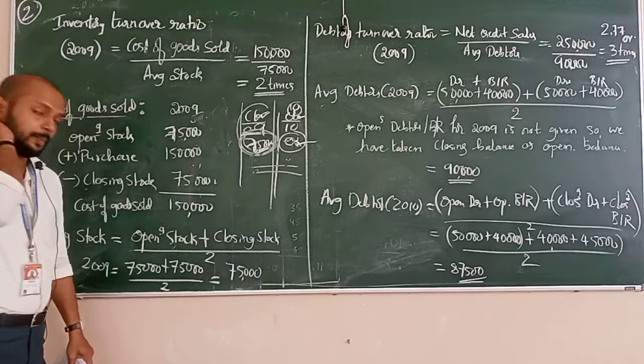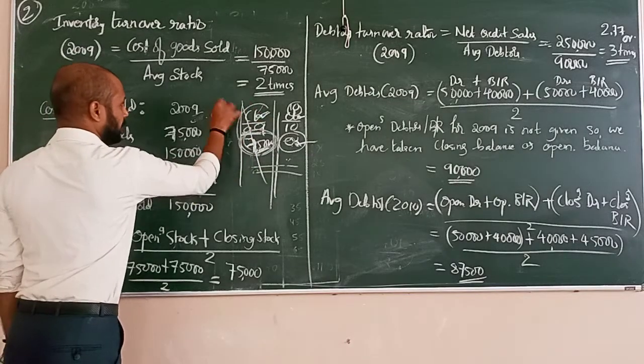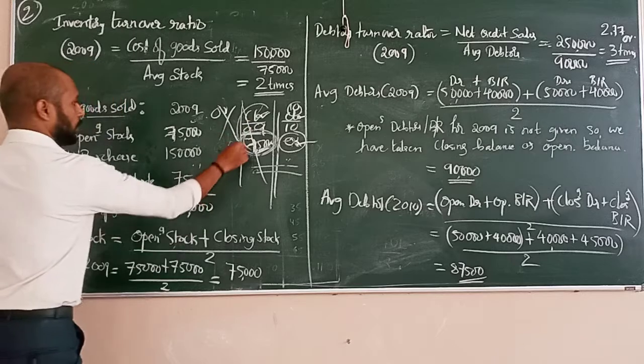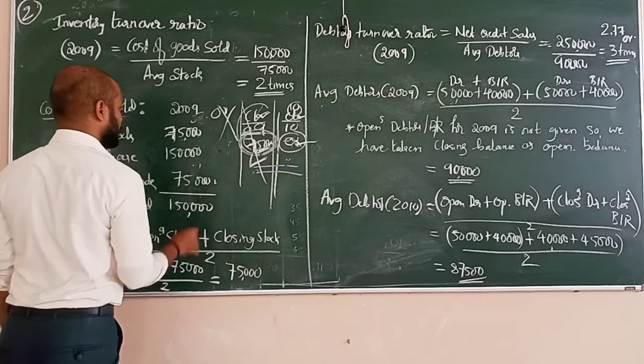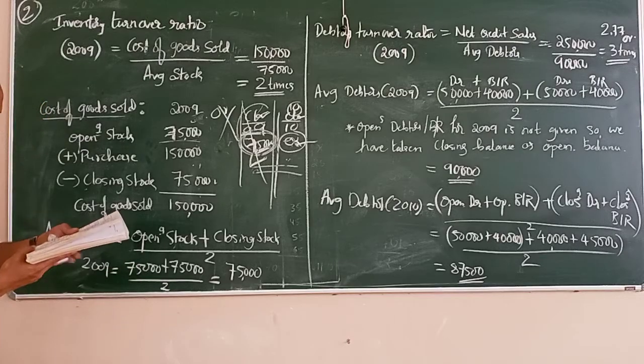Opening stocks, opening debtors, opening creditors, nothing is given. So when opening balances are not given for 2009, whatever the closing balance they have given in the balance sheet, that itself will be taken as what? Opening balance.